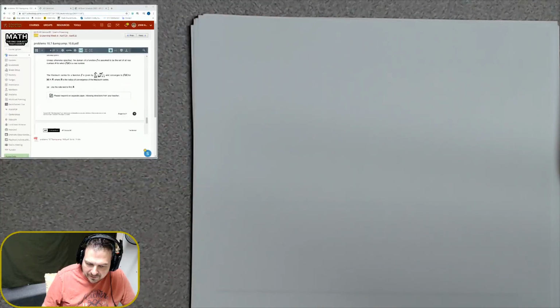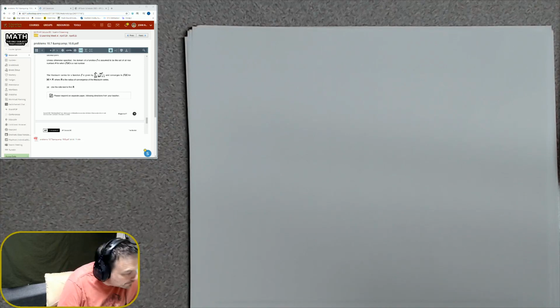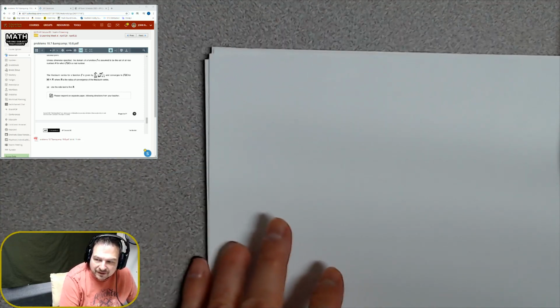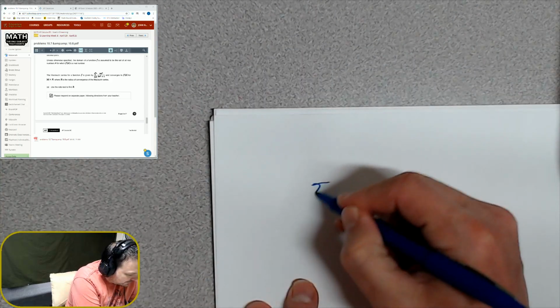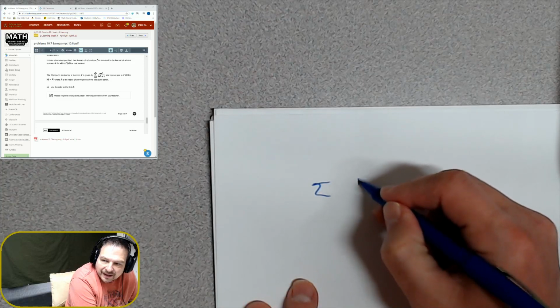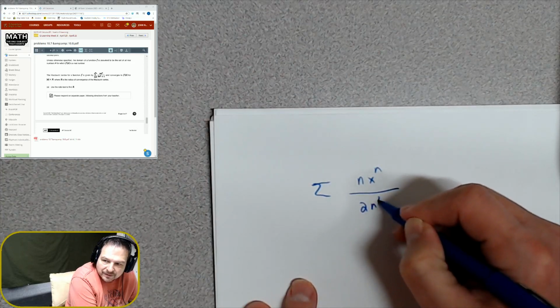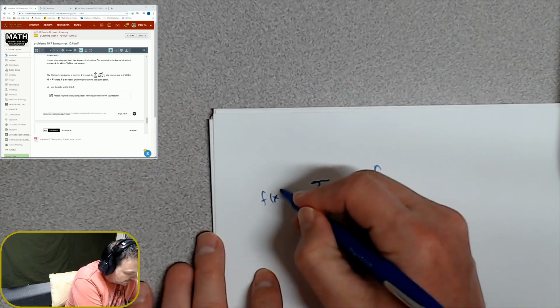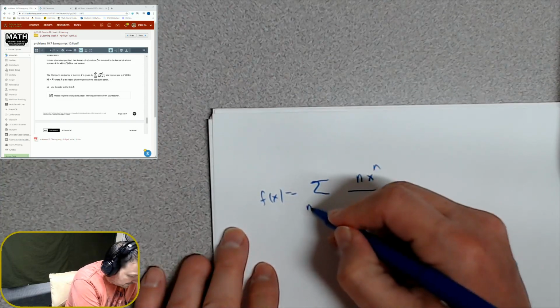I'll toss that up over there in the corner. So you can see this is the one that we're working on. Okay? All right, so take a look at what we got. We got a function. It's a summation. Refresh your memory on all this stuff. We have the summation of n x to the n over 2n squared plus 1, and that's the function. F of x is equal to this function, and it starts at 1 to infinity.